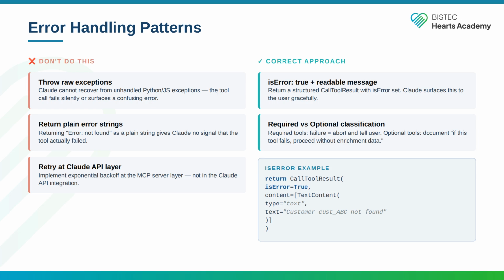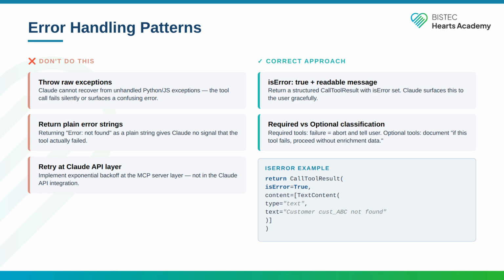Timeouts deserve explicit handling. If your database query hangs, your tool handler should have an asyncio wait_for wrapper or equivalent timeout. When the timeout fires, catch it and return isError true with a clean user-facing message. Don't let the connection hang until the infrastructure kills it.